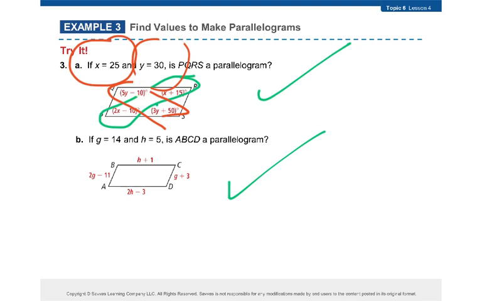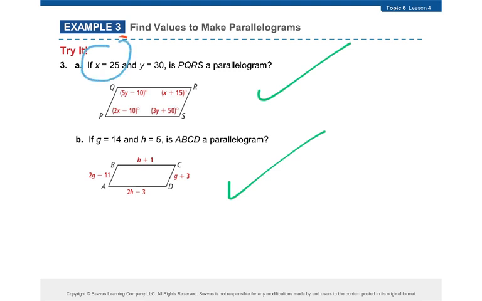So what you're going to do is plug in and substitute this x is equal to 25 and this y is equal to 30. Plug it in: for the y, this one; for the x, that would be x is equal to 25.